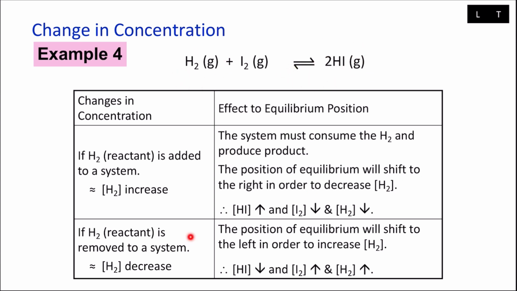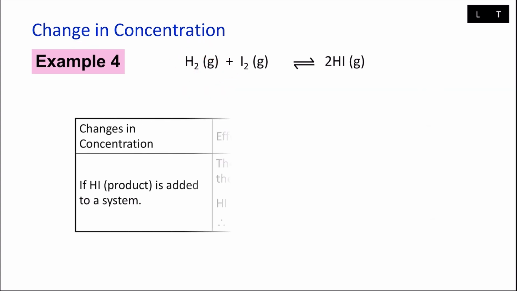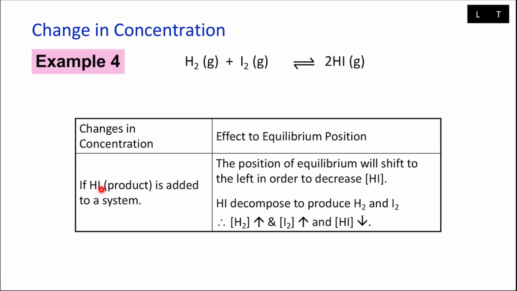Kes kedua, sekiranya H2 saya remove daripada sistem, so sekarang H2 berkurang. So, position of equilibrium akan shift to the left untuk tambah semula concentration of H2. Next cases, sekiranya saya add HI, my product, through the system, what happen?